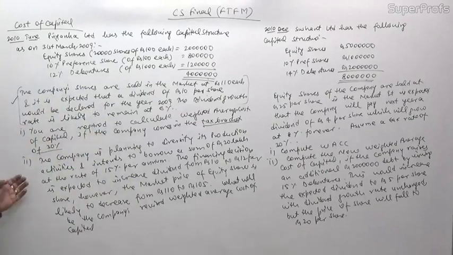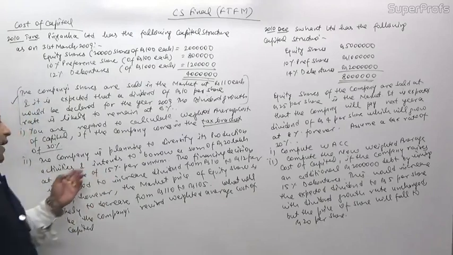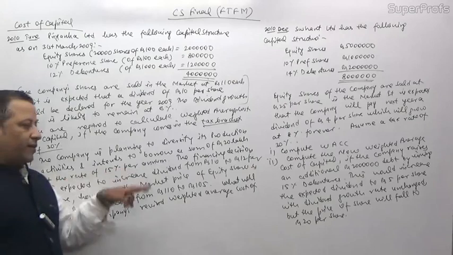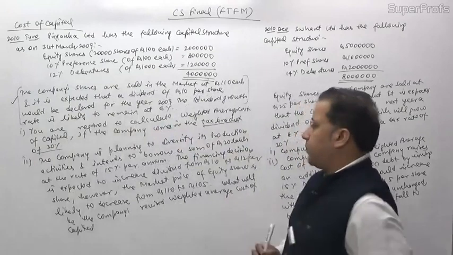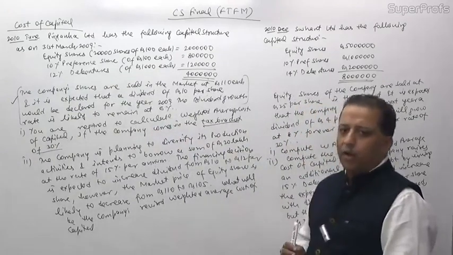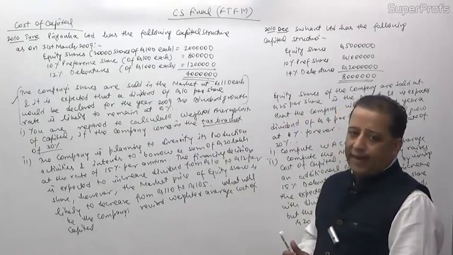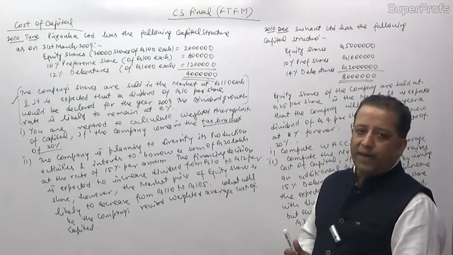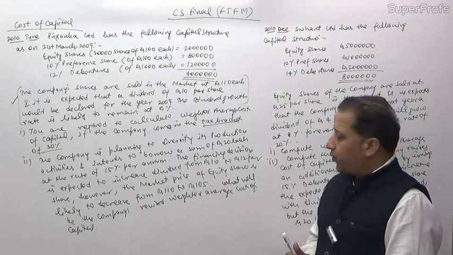The second point: the company is planning to diversify its production activities, or expand its business, and intends to borrow a sum of rupees 20 lakh at the rate of 15% per annum.